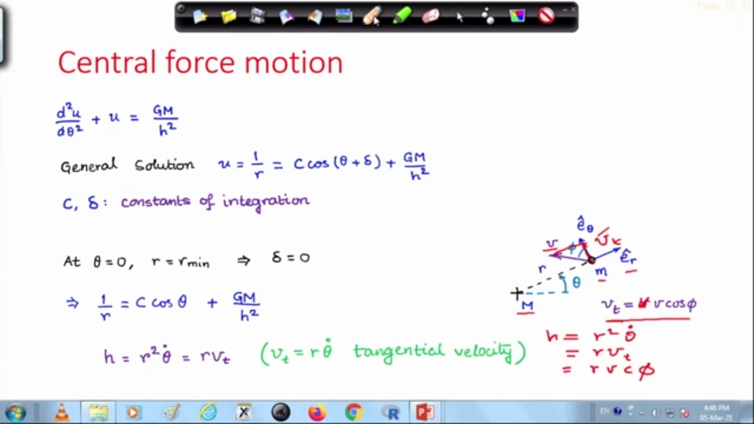Remember that there is a correction here: the tangential velocity is v cos phi, and we have h, which is the angular momentum per unit mass, which is r square theta dot, which is r times v t. So, this radial coordinate times the tangential velocity is nothing but the angular momentum per unit mass.